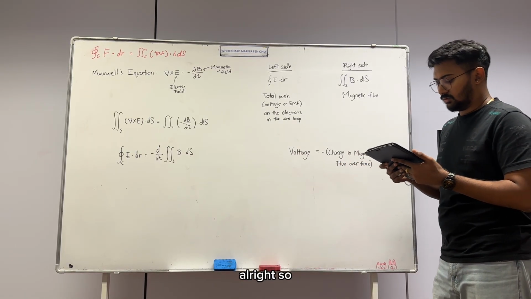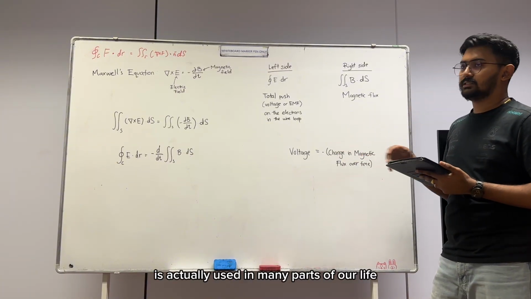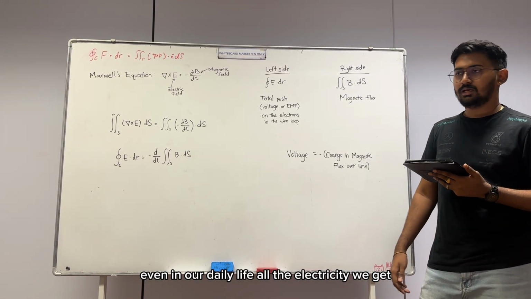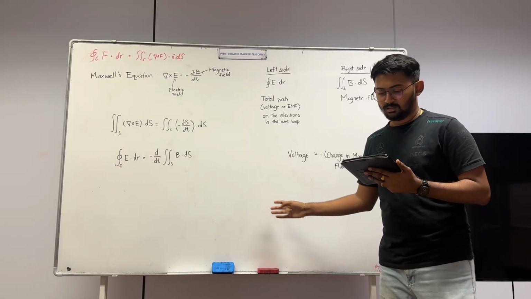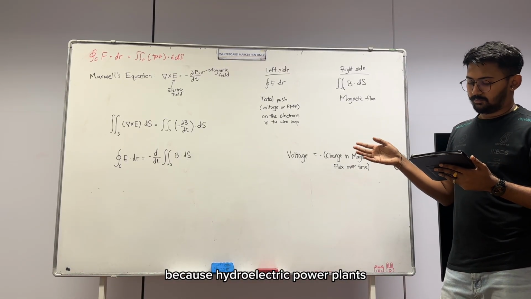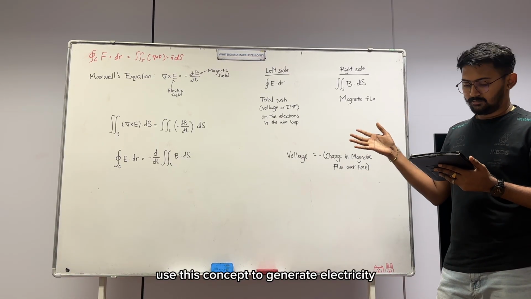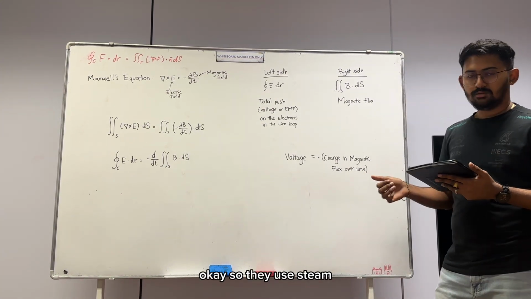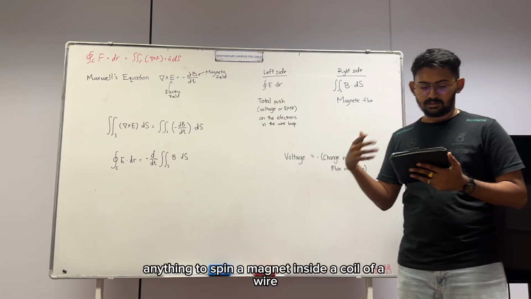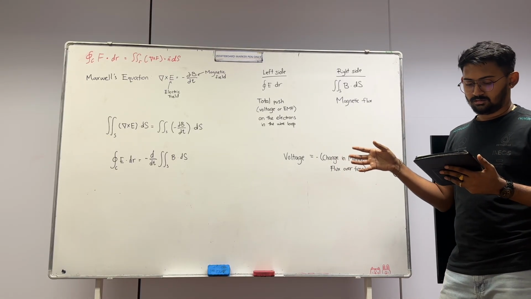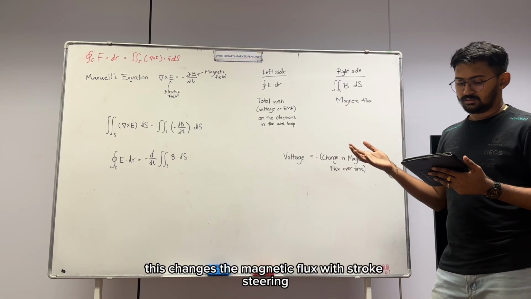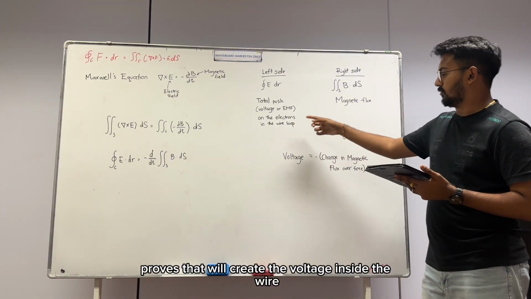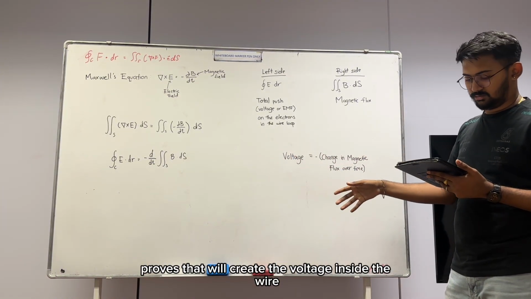This equation is actually used in many parts of our life. Even in our daily life, all the electricity we get has something to do with this equation, because hydroelectric power plants use this concept to generate electricity. They use steam, water, wind, anything to spin a magnet inside a coil of wire. This changes the magnetic flux, which Stokes' theorem proves will create the voltage inside the wire.